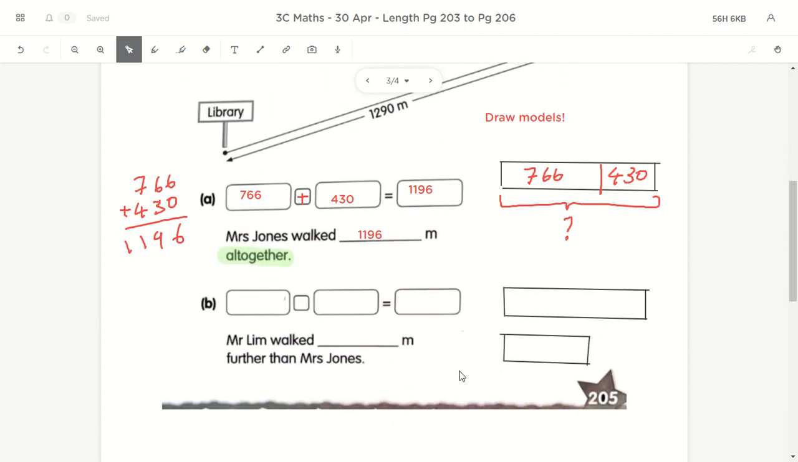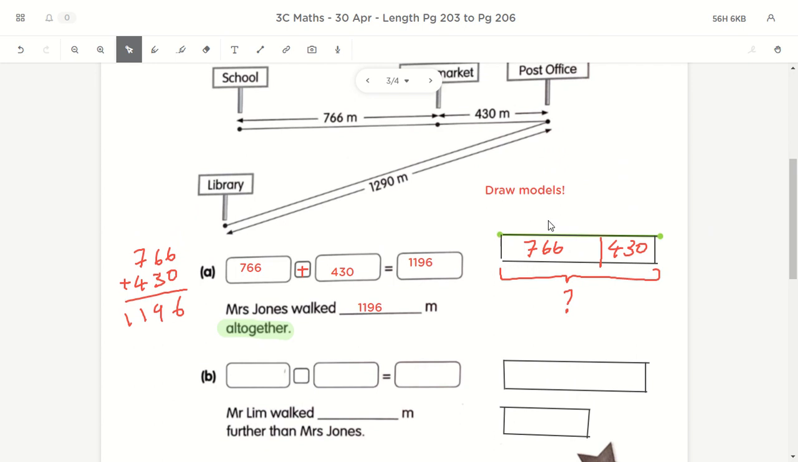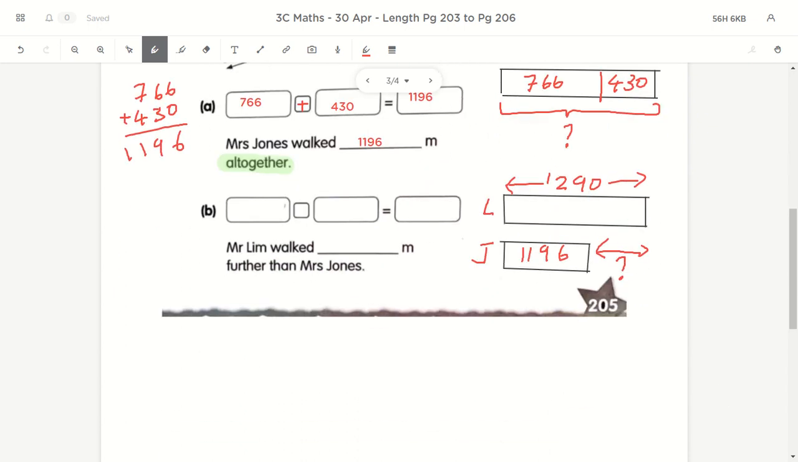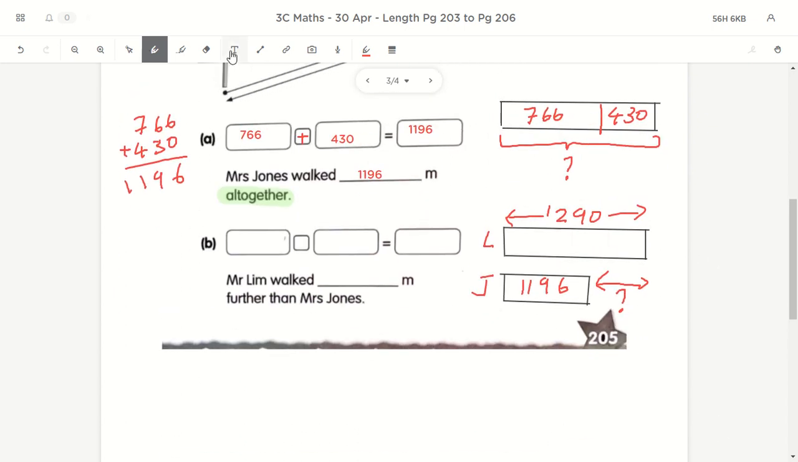Alright, so now I want to find the difference between Mr. Lim and Mrs. Jones. So I know Mr. Lim walked 1290. That's the bigger quantity here. So this is Mr. Lim, and then this is Mrs. Jones. Mr. Lim is 1290. And then I know Mrs. Jones is 1196. This is from part A. I want to know the difference, or how much further did Mr. Lim walk. So if you use the models here, straight away you know it will be 1290.